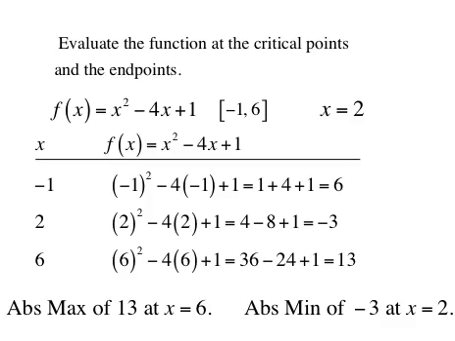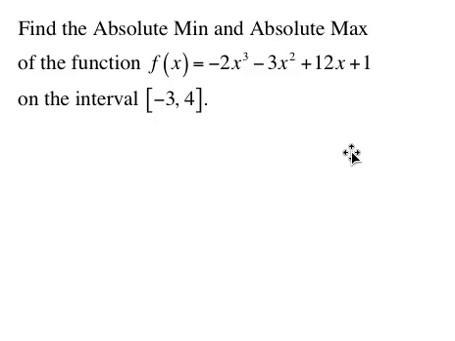As long as we have a continuous function on a closed interval, we'll always have an absolute max and an absolute min. F of x is x squared minus 4x plus 1 is a polynomial. It's a parabola. It's always continuous. Of course, it's continuous on the closed interval from -1 to 6.